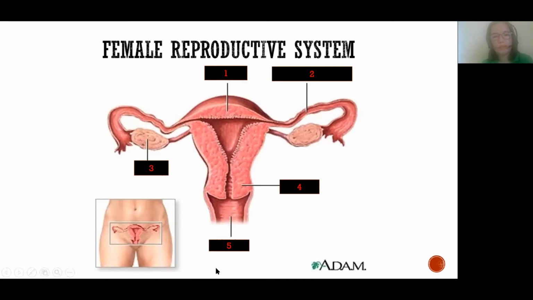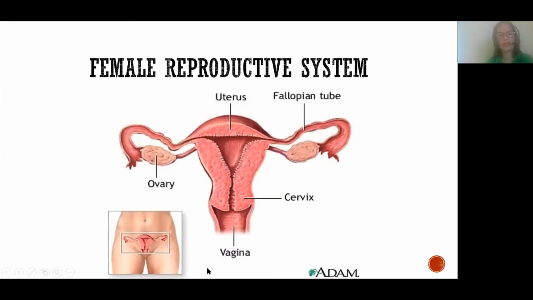Okay, so let's see if your guess is correct. These are the parts of the female reproductive system. Unlike the male reproductive system, you see that it has fewer parts. So we have the ovary. Female has 2 ovaries. And then we have the uterus, the fallopian tube, the cervix, and the vagina.